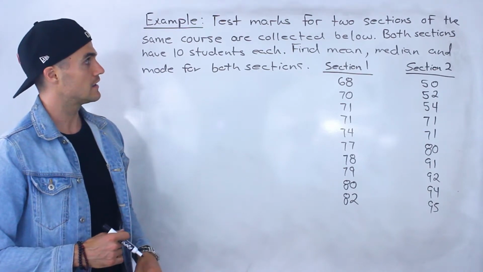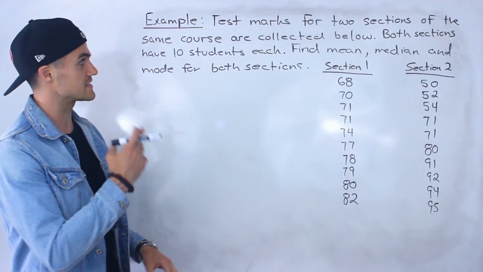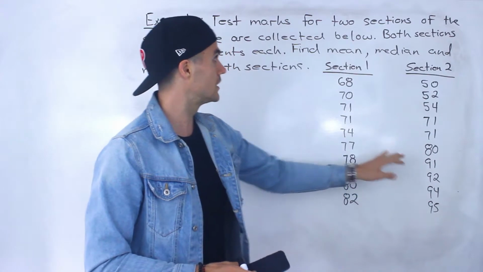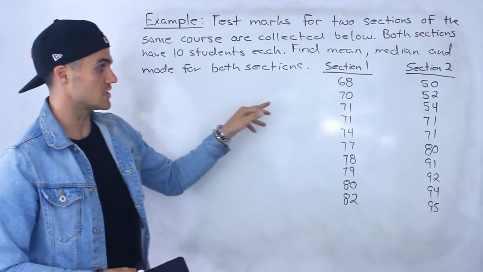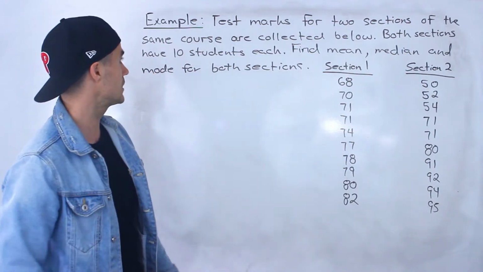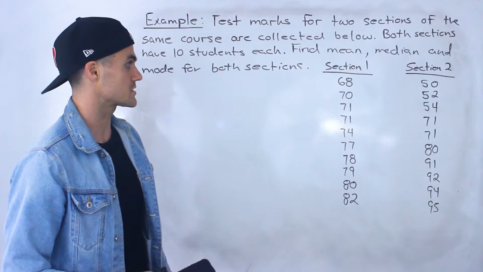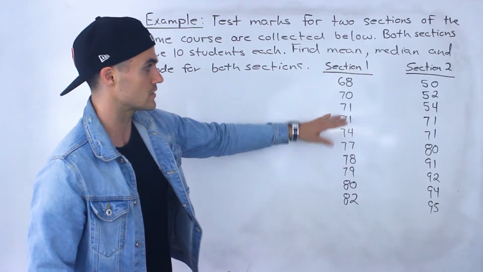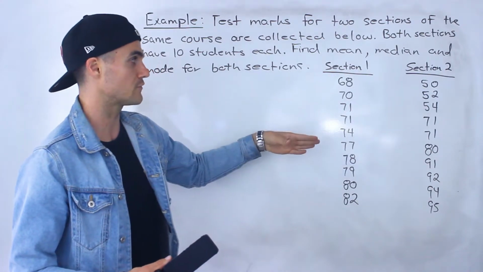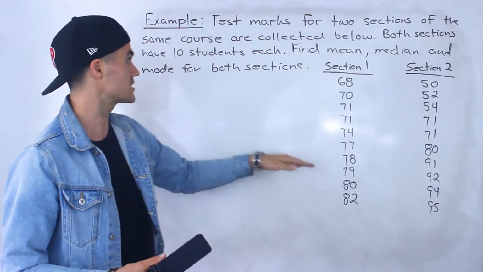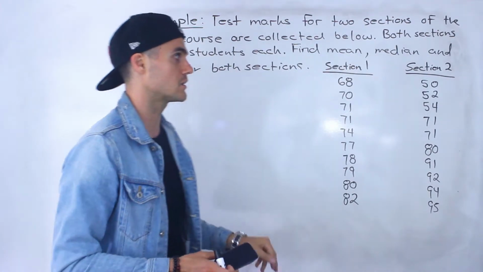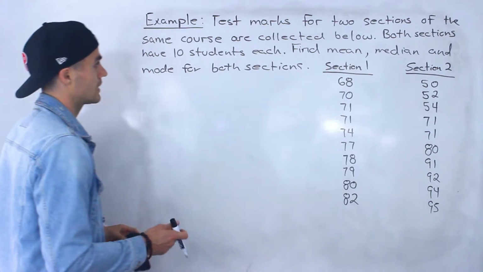Let's say that the test marks for two sections of the same course are collected below. This is section 1, this is section 2. Both sections have 10 students each, so notice that there are 10 marks in each section. We have to find the mean, median, and mode for both sections. Notice that the data is nicely arranged for us from smallest to largest. That's not always going to happen. If it was all mixed up, we'd have to arrange it from smallest to largest in order to find the median. We don't need it for the mean and the mode, but for the median we would. But it's already arranged for us, which is nice.